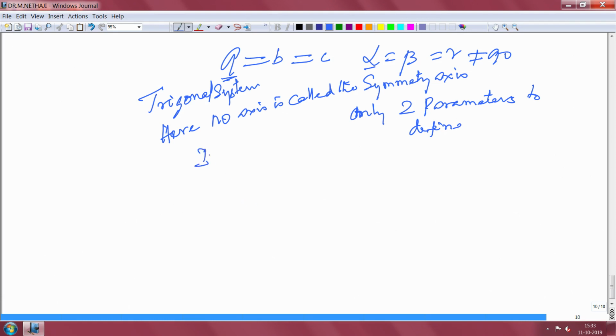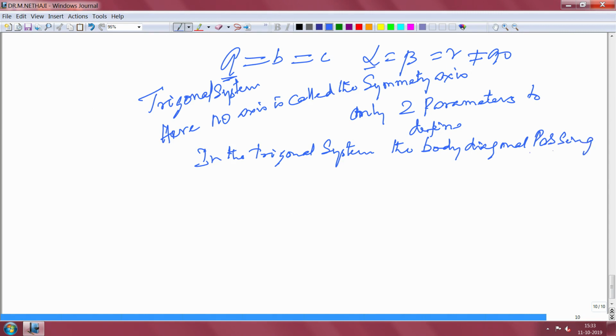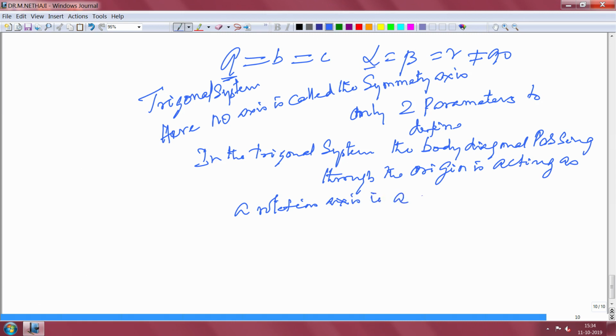In the trigonal system, the body diagonal passing through the cell is acting as a rotation axis, that is a three-fold axis.